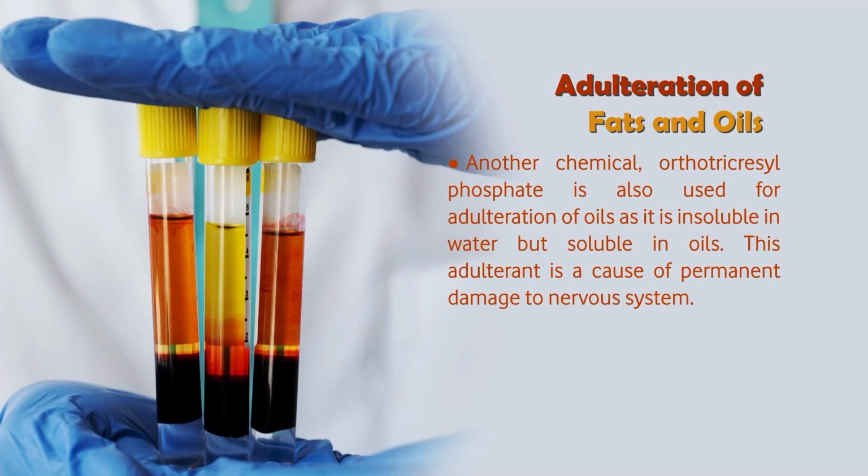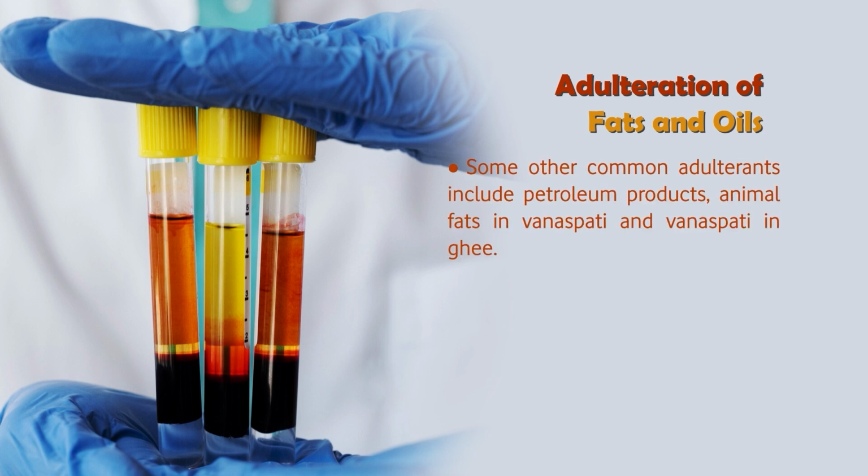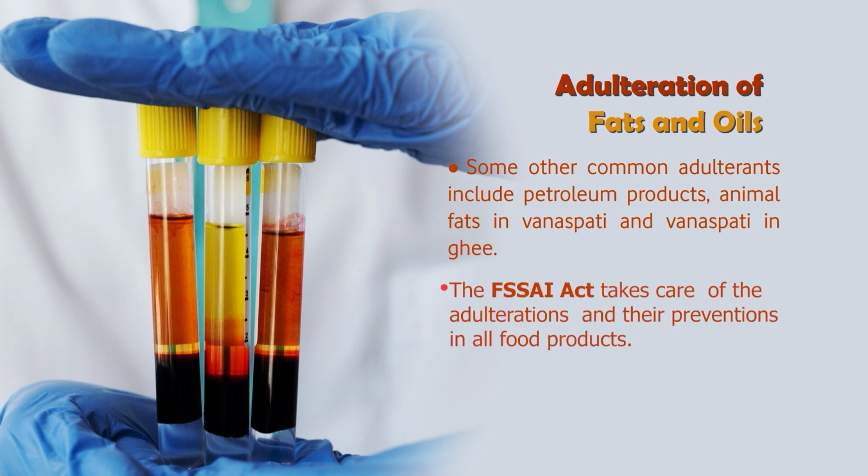Another chemical, orthotriglycerine phosphate, is also used for adulteration of oils as it is insoluble in water but soluble in oils. This adulteration is a cause of permanent damage to the nervous system. Some other common adulterants include petroleum products, animal fats in vanaspati and vanaspati in ghee. The Indian Prevention of Food Adulteration Act takes care of the adulteration and their prevention in all food products.